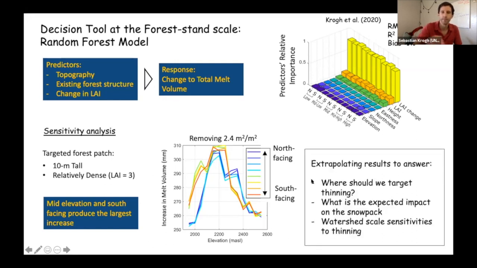are the ones that give us the most benefit. So we can use these tools to try to answer other questions, such as where should we target thinning in other watersheds nearby these two watersheds? What's the expected impact on the snowpack? And also look at watershed scale sensitivities to thinning.